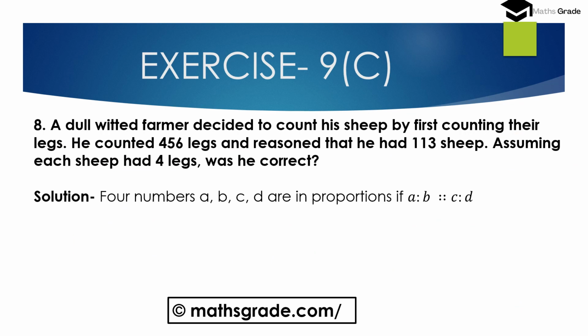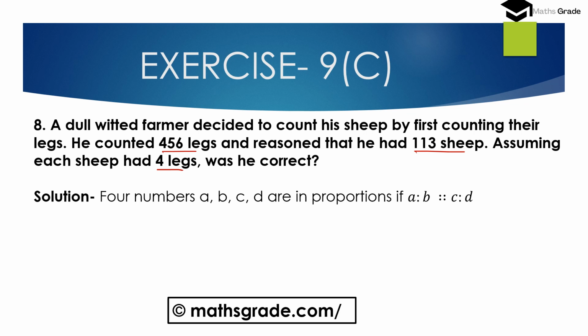Now question number 8. A dull-witted farmer decided to count his sheep by first counting their legs. He counted 456 legs and reasoned that he had 113 sheep. Assuming each sheep had 4 legs, was he correct?